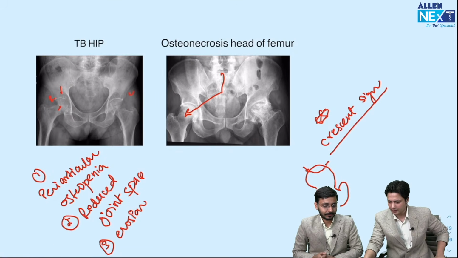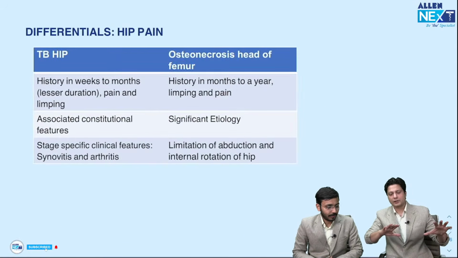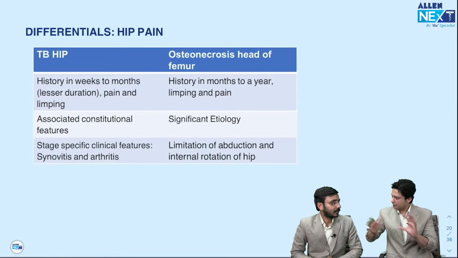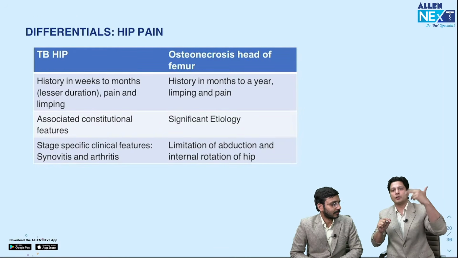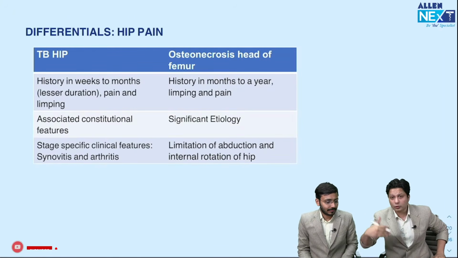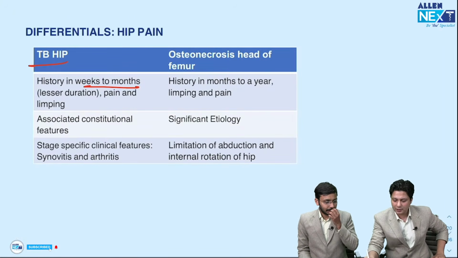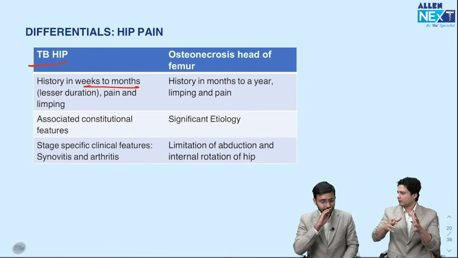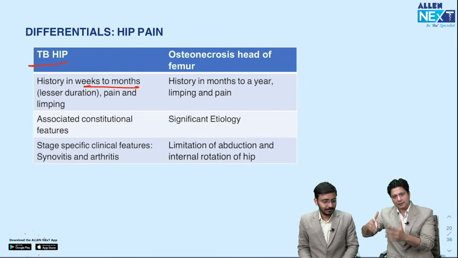Yes, sir. Exactly. Now, after having discussed the X-rays, on the basis of the identification of the X-ray, back to the question: what could be the differences provided to you in the question itself? What goes in favor of tuberculosis is a relatively shorter history, because it is a progressive, relatively rapidly progressive disease.